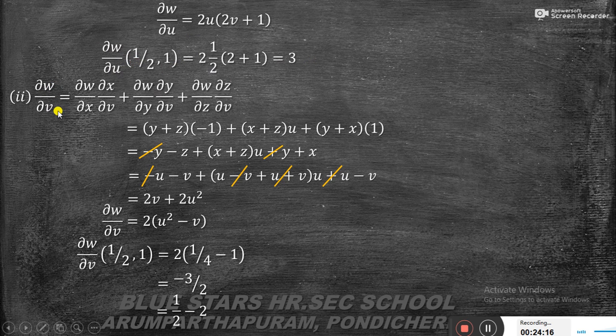Next we calculate dou w by dou v. Dou w by dou v means dou w by dou x into dou x by dou v, plus dou w by dou y into dou y by dou v, plus dou w by dou z into dou z by dou v. Dou w by dou x means y plus z into dou x by dou v, which is minus 1. Dou w by dou y means x plus z into dou y by dou v, which is u. Dou w by dou z means y plus x into dou z by dou v, which is 1. So multiply the minus 1 into y plus z: minus y minus z, plus x plus z into u, plus y plus x.